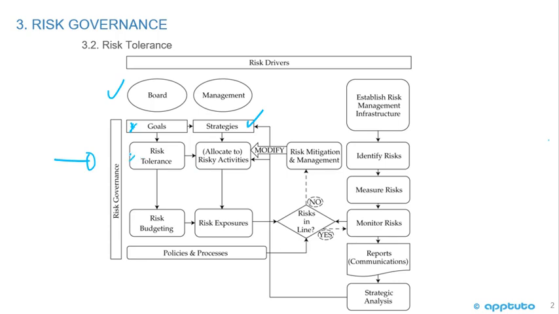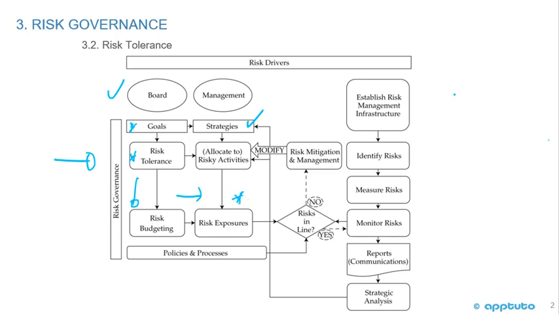Also, the board is responsible for risk tolerance, which is identifying the extent to which the entity is willing to experience losses. Okay? After the risk tolerance, the board is responsible for the risk budgeting, but it's management that allocates resources to risky activities and then manages those risk exposures.